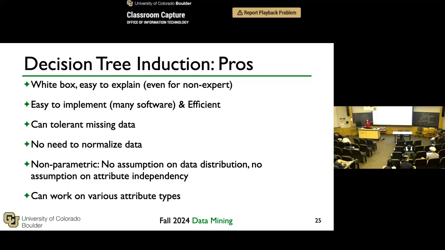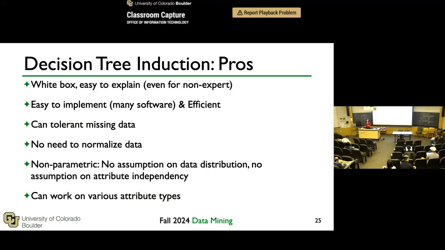Different attribute types. Again, as I said, your branching depends on each attribute, and you can have your specific branching based on the attribute and attribute values you have. Great. Cons? Anything come to your mind before I flip to the next slide?